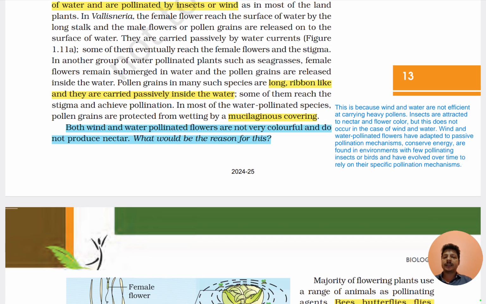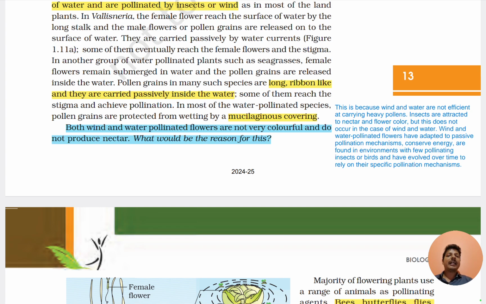Here another question is asked. Both wind and water pollinated flowers are not very colorful and do not produce nectar. What would be the reason for this? And here the answer. This is because wind and water are not efficient and cannot carry heavy pollens.